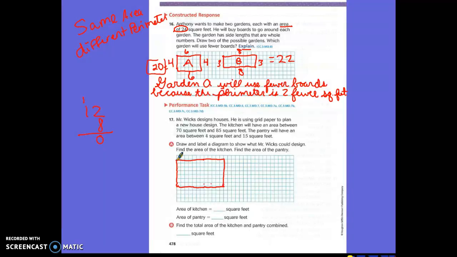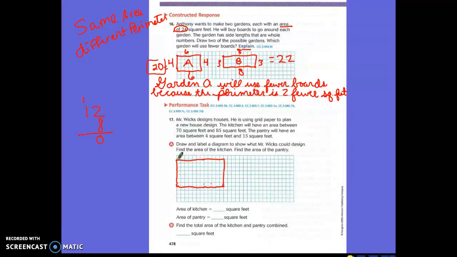That is a huge kitchen. Wait, does it have to be like that? No. What's some other numbers that can equal something that's in between there? Can you write that? 9 times 8. 9 times 8, which is what? 72. So you could go 9 down and 8 across.